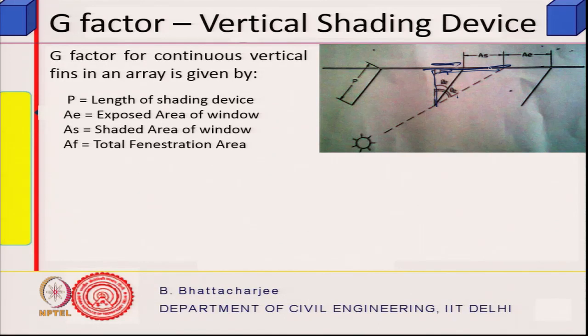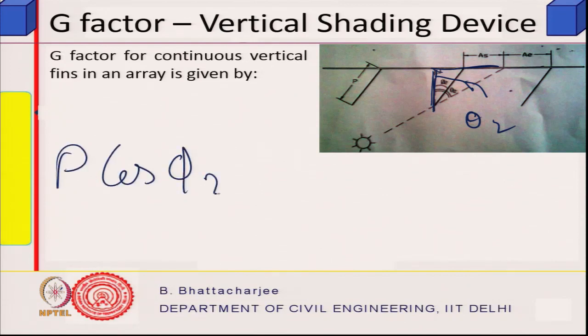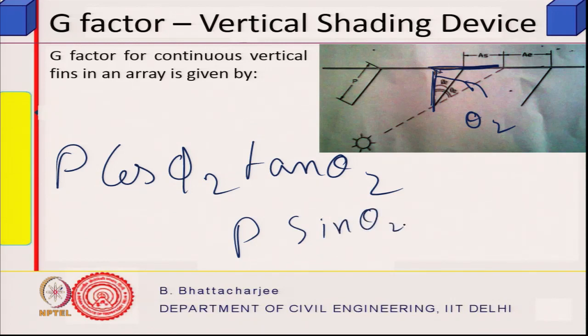So let us see what we have done. Theta 2 should be this whole angle. So this one, if I want to find out, tan of theta 2 will give me that. And how much is this? This is cos of phi 2. So P cos phi 2 tan theta 2 would be this full length, and this will be simply P sin phi 2.